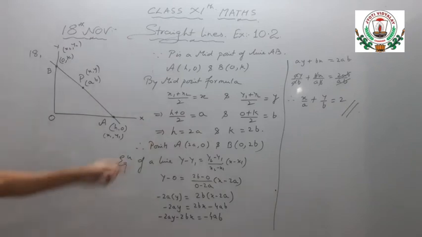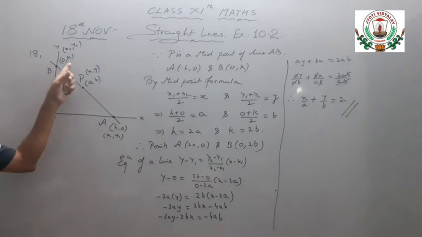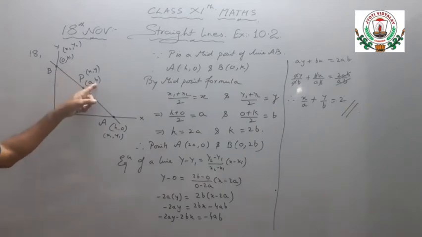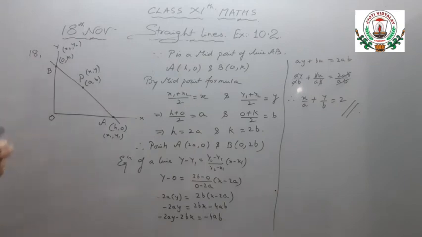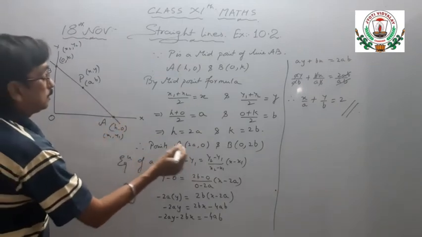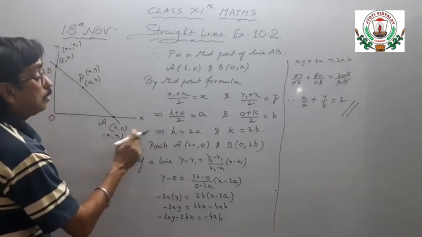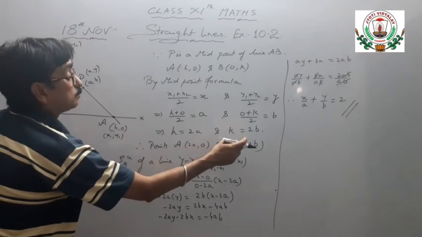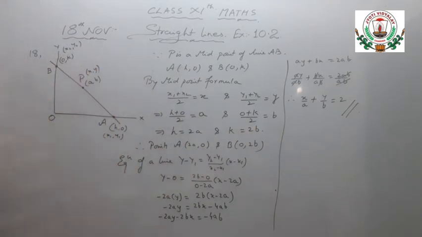And similarly, (y1 plus y2) by 2 equals y. So y1 is 0, y2 is k, and y is our b. So k equals 2b. So our coordinates, that is point A and point B, will be: the value of h is 2a, so A becomes (2a, 0), and the value of k is 2b, so B becomes (0, 2b).